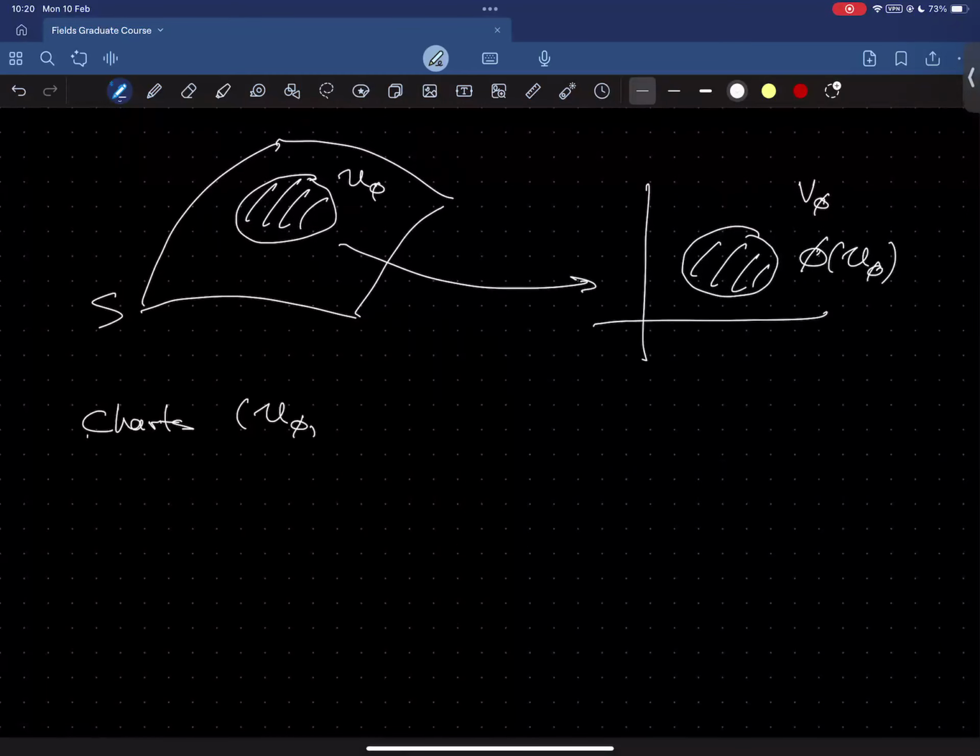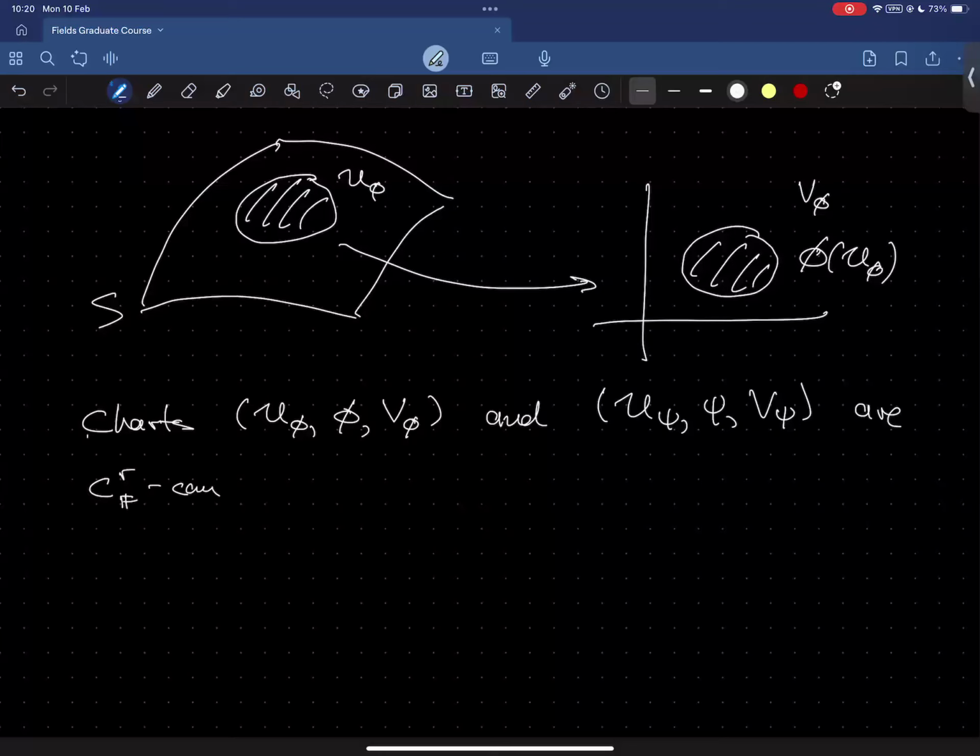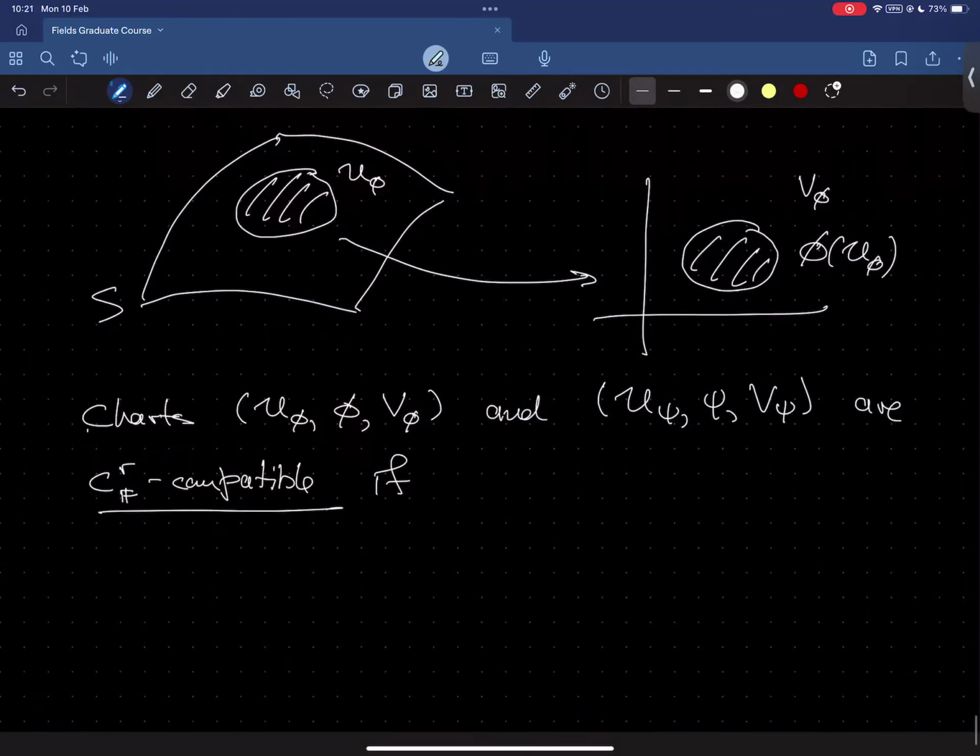Charts (U_φ, φ, V_φ) and (U_ψ, ψ, V_ψ) are C^R compatible. Here I'm using R, not K, and we'll see where the R comes from. If some things hold.